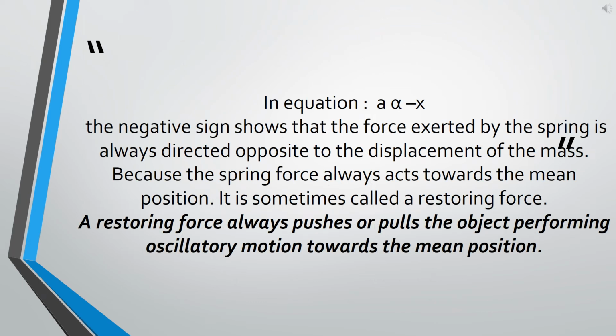So students, in this equation we can see the negative sign, which means that the force exerted by the spring is always directed opposite to the displacement of the mass, because the spring force always acts towards the mean position. It is sometimes called a restoring force. Now what is restoring force? Whenever we apply force on a spring, definitely there would be either an extension or a compression. So what is restoring force?